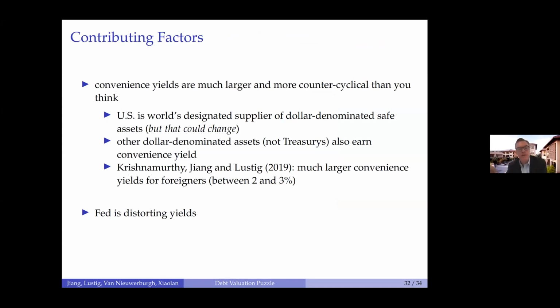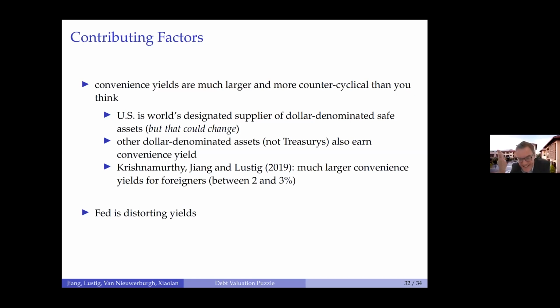And I want to leave you with a couple of thoughts. Contributing factors could be that convenience yields really are much larger than we think they are, okay? And there's some reason to believe that this could be part of the issue. When we're using conventional estimates of the convenience yield, we're looking at dollar-denominated assets, safe assets, on the left-hand side and the right-hand side, right?